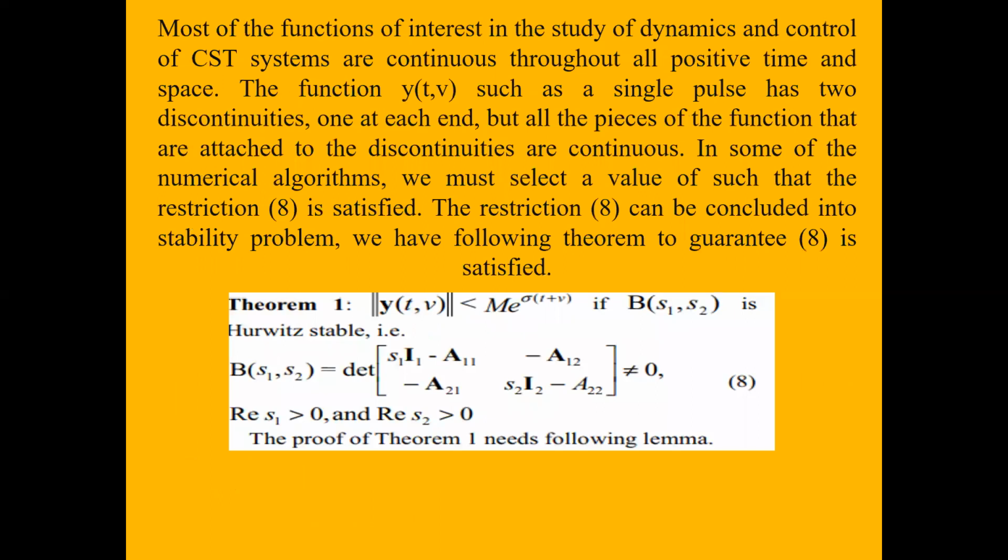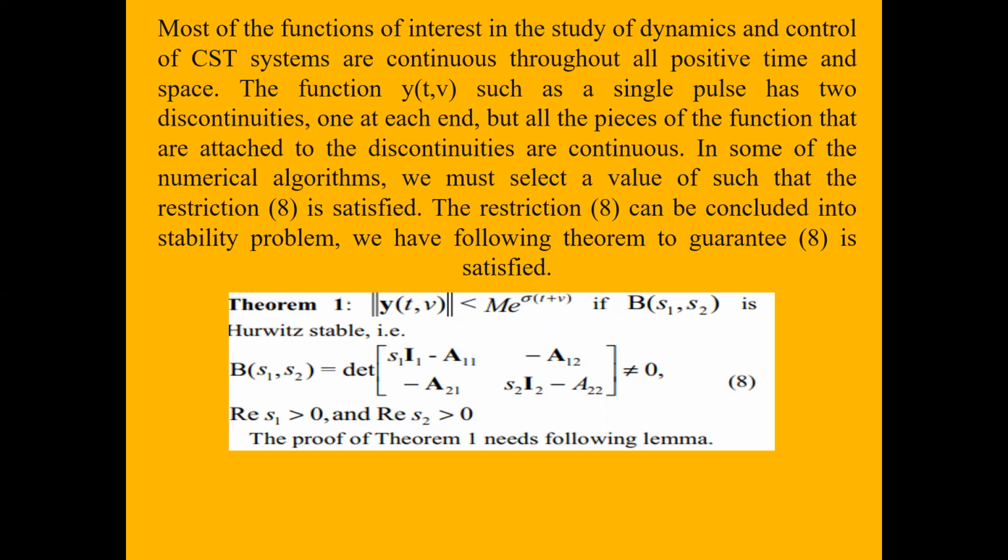Most of the functions of interest in the study of dynamics and control of the CST systems are continuous throughout all the positive time and space. The function y of t comma v, such as a single pulse, has two discontinuities, one at each end, but all the pieces of the function that are attached to discontinuities are continuous. In some of the numerical algorithms, we must select a value of sigma such that the restriction is satisfied.